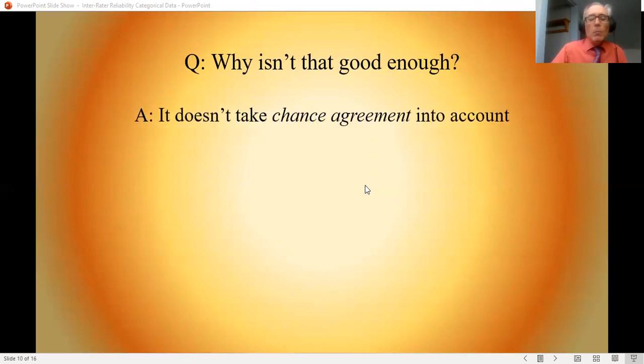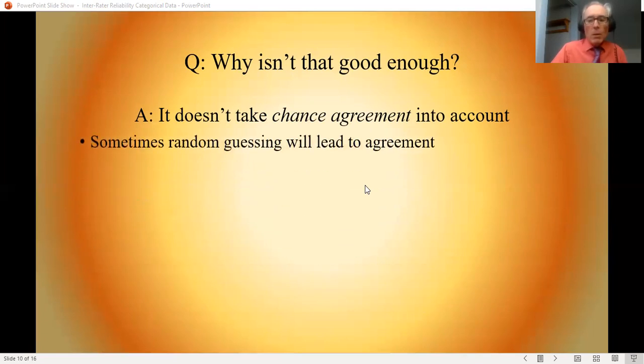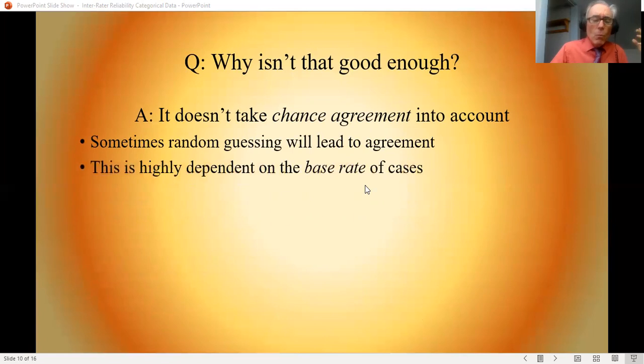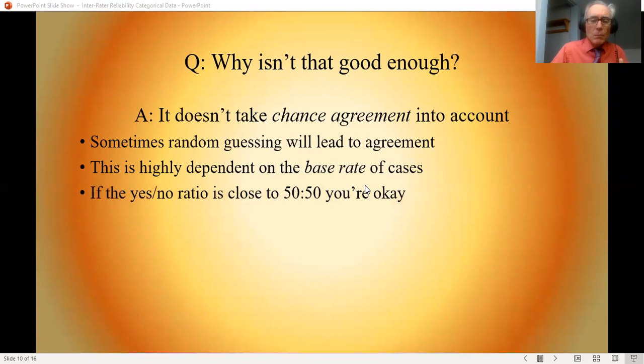The problem is that sometimes we're going to agree randomly. Sometimes the two people will just arrive at the same conclusion, not because they're judging things similarly, but just because that's what randomness does, especially when you only have two possibilities here. And so what this means is that how good a certain percentage is, 80% or 90% or 70%, whatever it is, depends on the base rate of actual cases. So here we were concerned with identifying cases that fell into the category of psychotic. Well, how many of the clients at our clinic actually do fall into that category? Now, if the ratio here is pretty close to 50-50, honestly, percentage agreement would work fine.